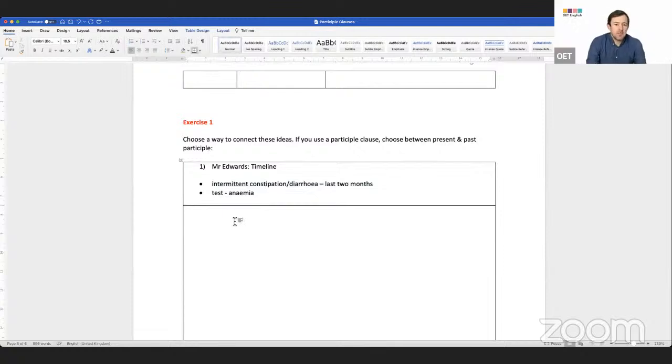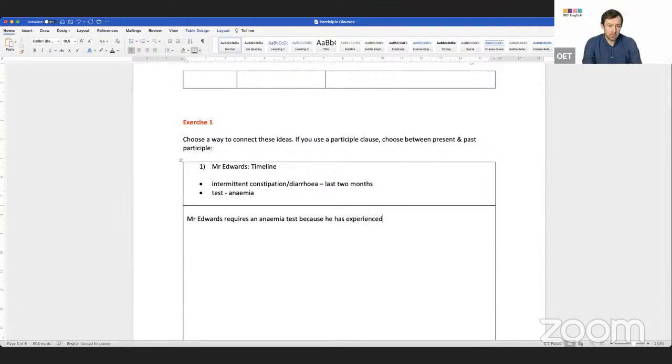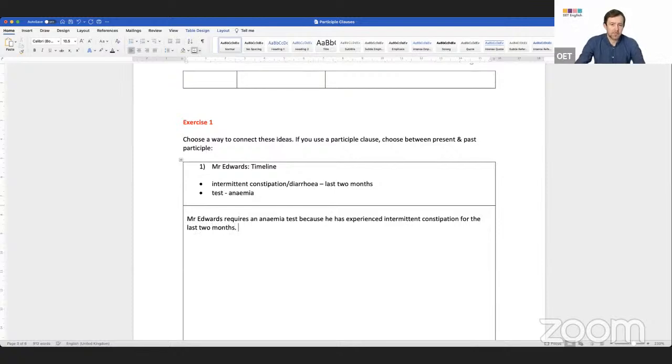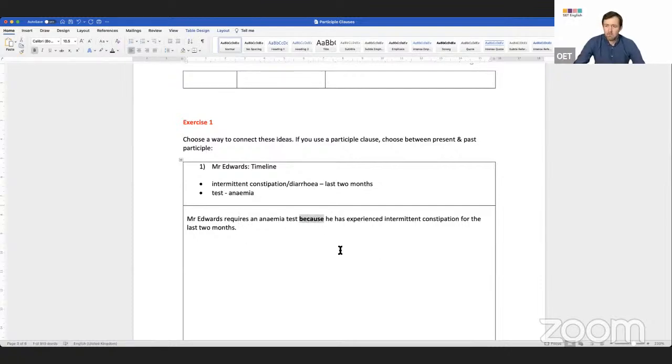Okay, so let's do because. Mr. Edwards requires an anemia test because he has experienced intermittent constipation for the last 2 months. Does that make sense, that sentence? Yes. Yeah, we've got because, haven't we? We've got because. And because shows us causes.